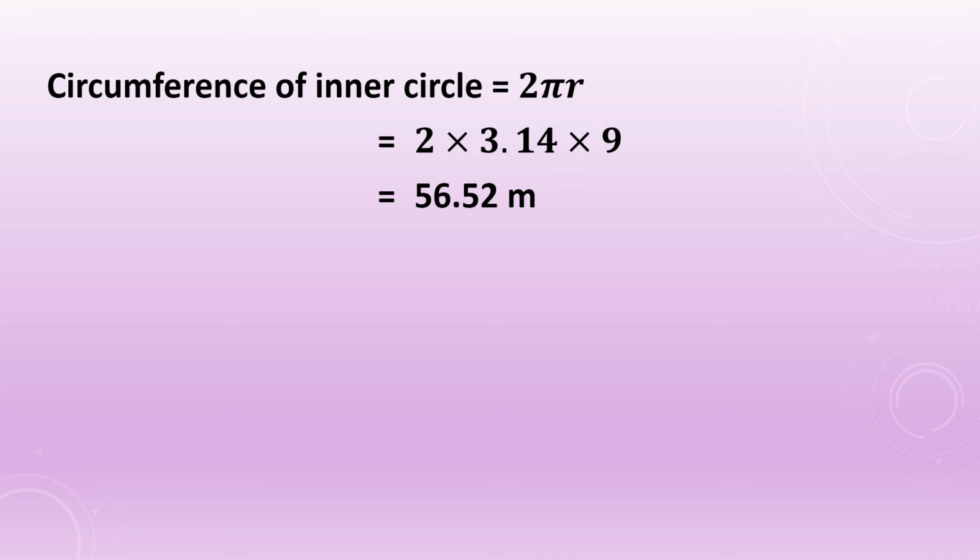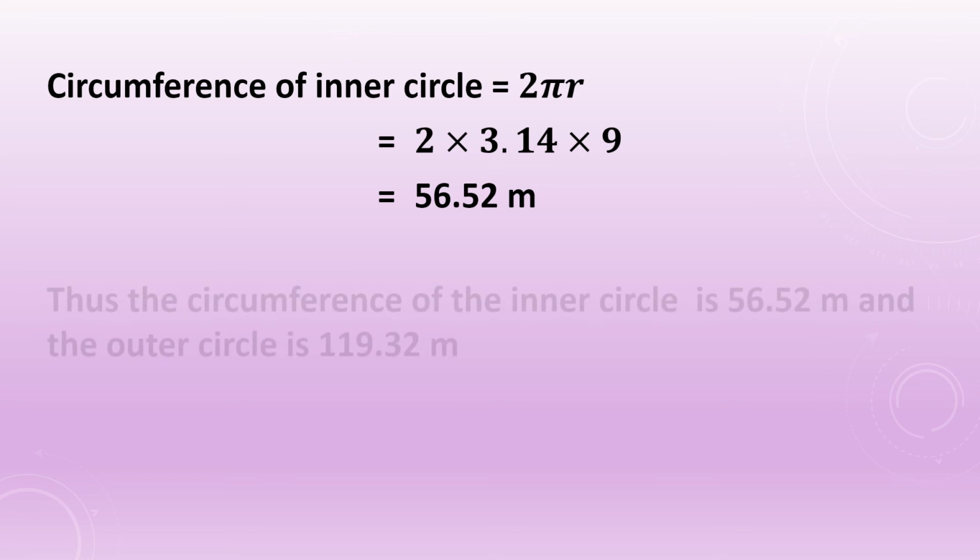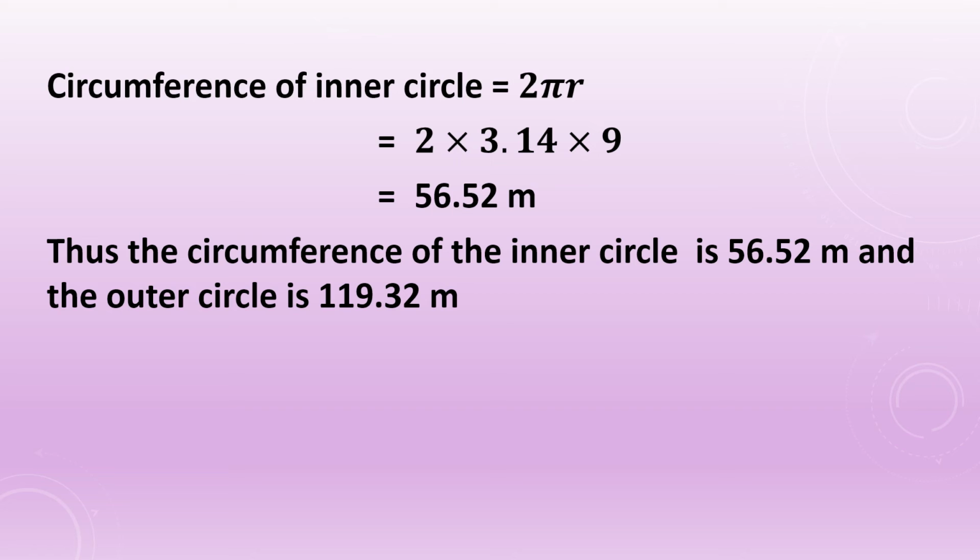Now we found the circumference of both the circles, outer circle and inner circle. The circumference of inner circle is 56.52 meter and the outer circle is 119.32 meter.